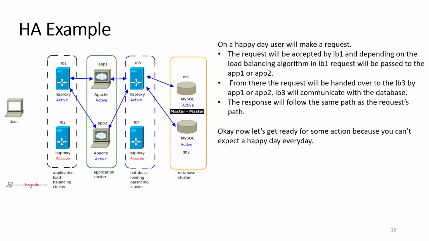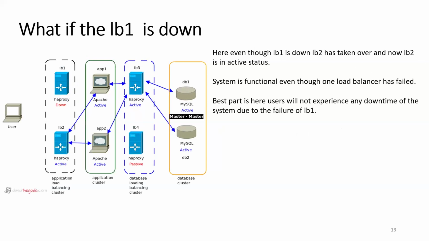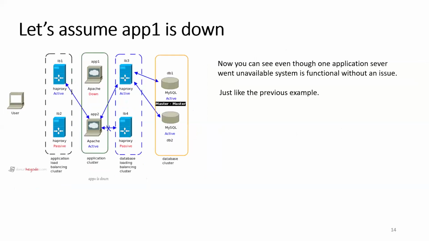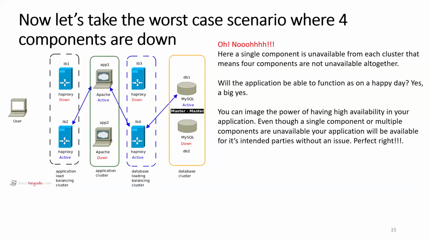Okay, so now tell me, if LB1 is down, any impact to the customer? No. Nice. If App 1 is down, any impact to the customer? No. Now this time LB1 is down, app 2 down, LB3 down, DB2 down. Any impact? No. Nana, out of 8 servers in your infrastructure, half of your infrastructure is down, but still your customer is happy because of high availability. See how powerful high availability is.